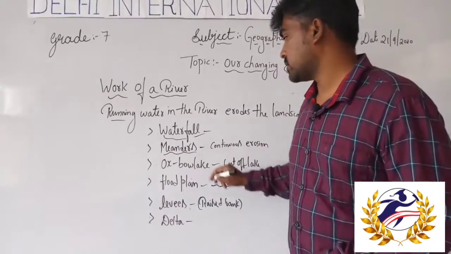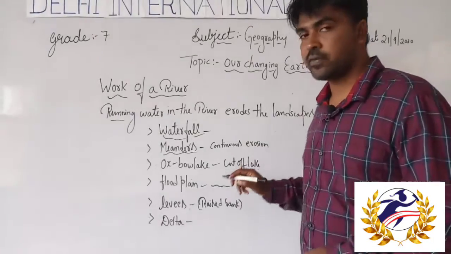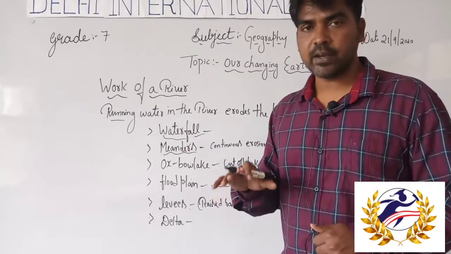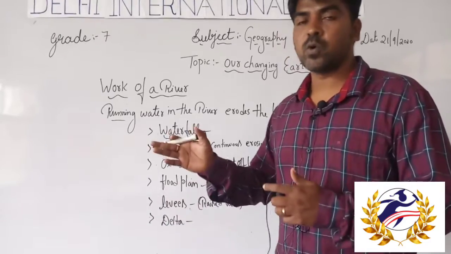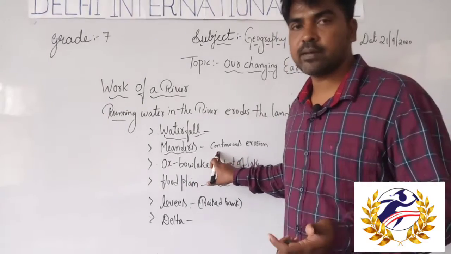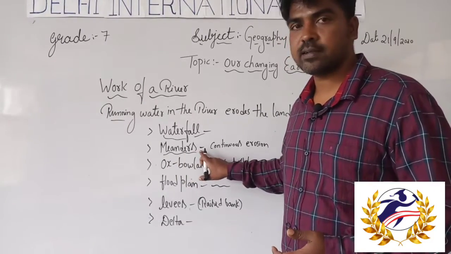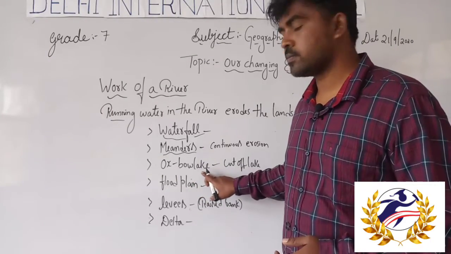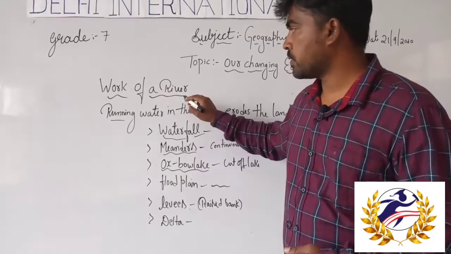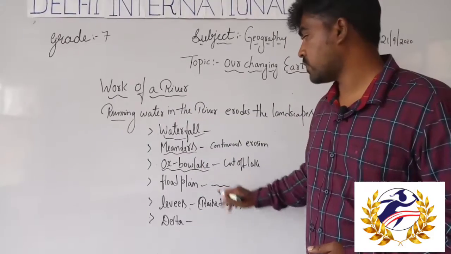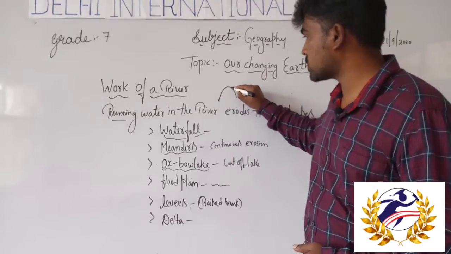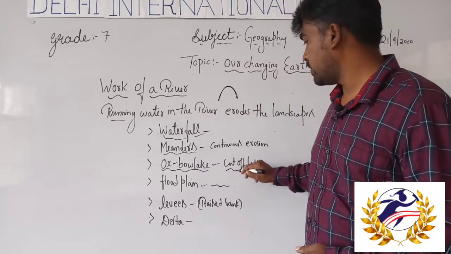Next is meanders. Meanders means continuous erosion. We can see continuous soil erosion in its course. In its course means when it flows, it erodes soil. So we call it a meander. Next is the oxbow lake. The oxbow lake is also an example of a landform because of the work of the river. What is the meaning of oxbow? The ox bow will be shaped like this, meaning a cut-off lake.